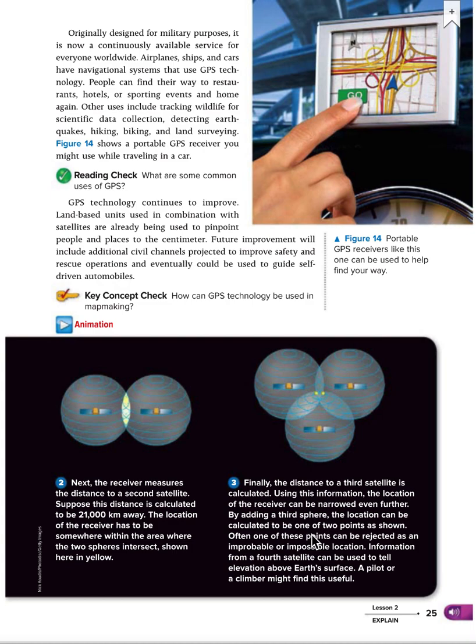GPS technology continues to improve. Land-based units used in combination with satellites are already being used to pinpoint people and places to the centimeter. Future improvements will include additional civil channels projected to improve safety and rescue operations, and eventually could be used to guide self-driven automobiles.